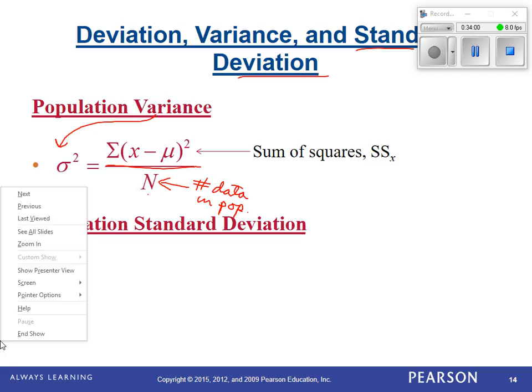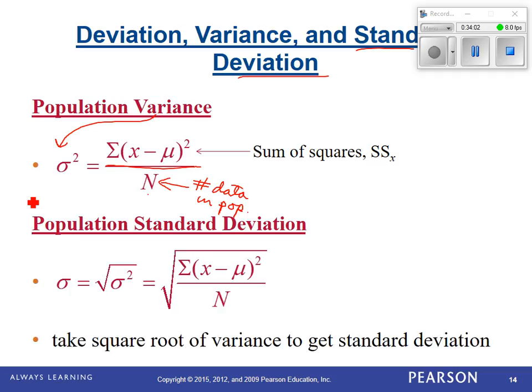Population standard deviation, you use this formula. What did it do? It just took the square root. So you find this, and you take the square root of it, and that gives you the standard deviation.